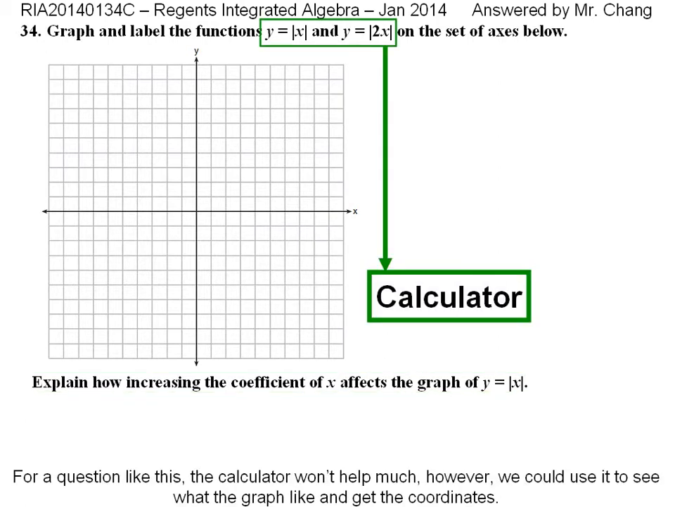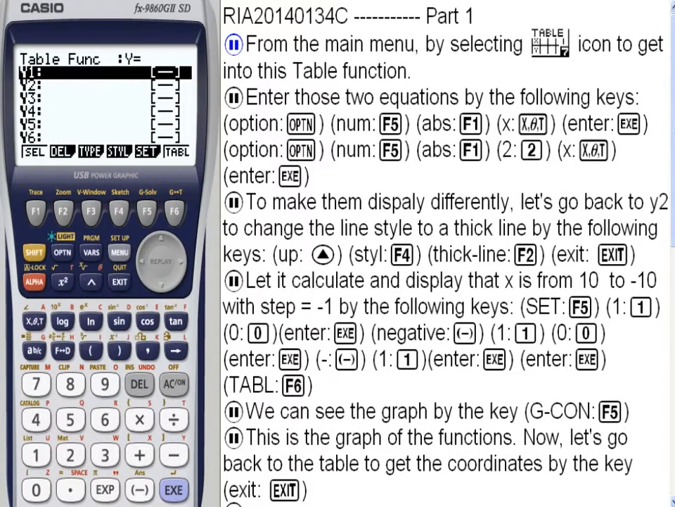For a question like this, the calculator won't help much. However, we could use it to see what the graph looks like and get the coordinates. From the main menu, select the table icon to get into the table function. Enter those two equations by the following keys: option, number, absolute, x, enter.